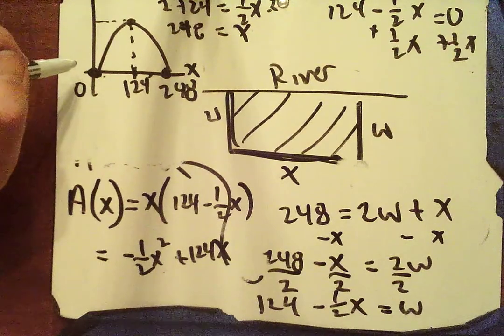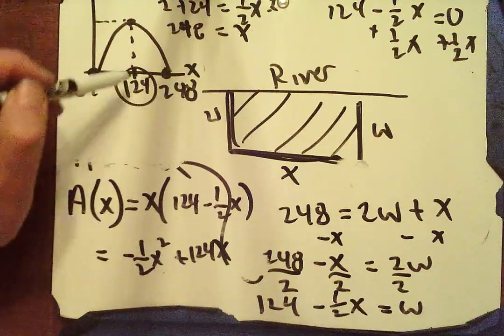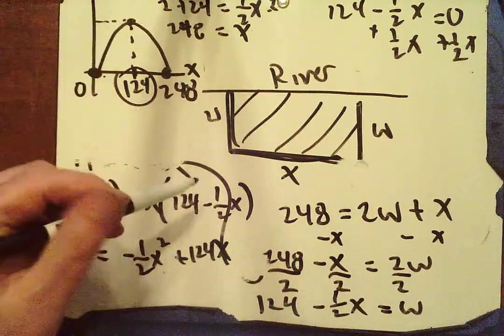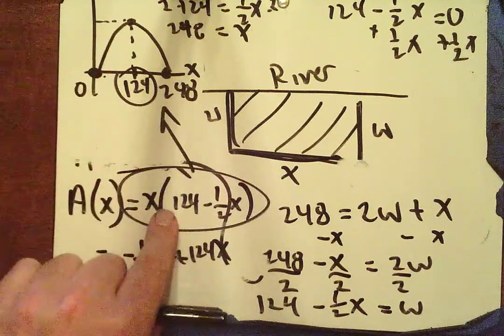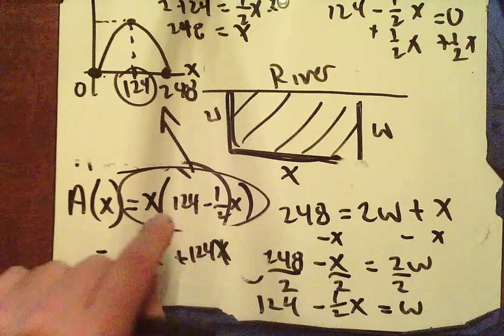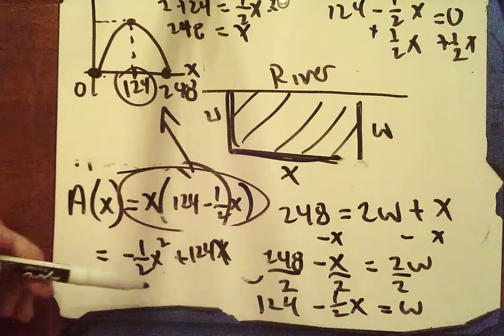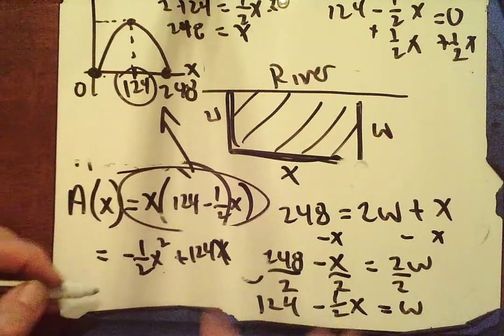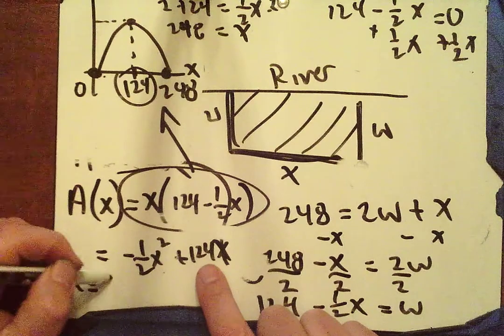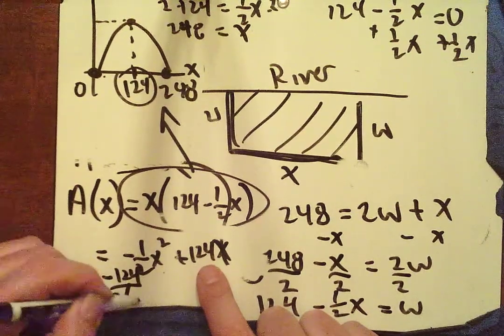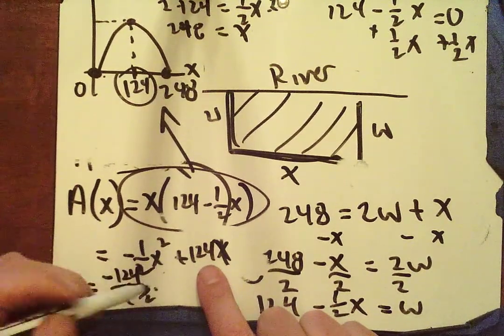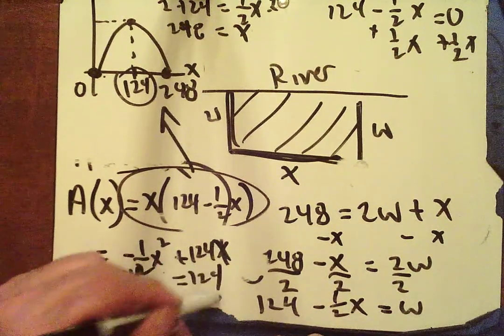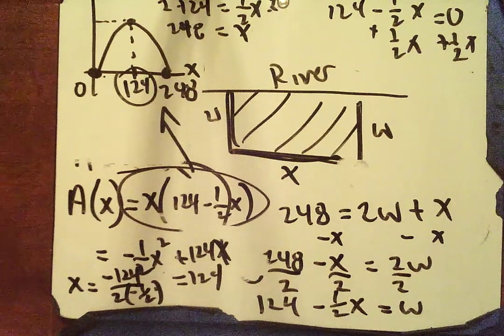What value of X makes the area largest? Yeah, there it is, 124. Halfway between the X intercepts. Of course, that was doing the problem just with factored form, with intercept form. But we could also find that X coordinate of the vertex by doing X equals minus B over 2A. And sure enough, I get positive 124. So I've got 2 ways I can address that problem.